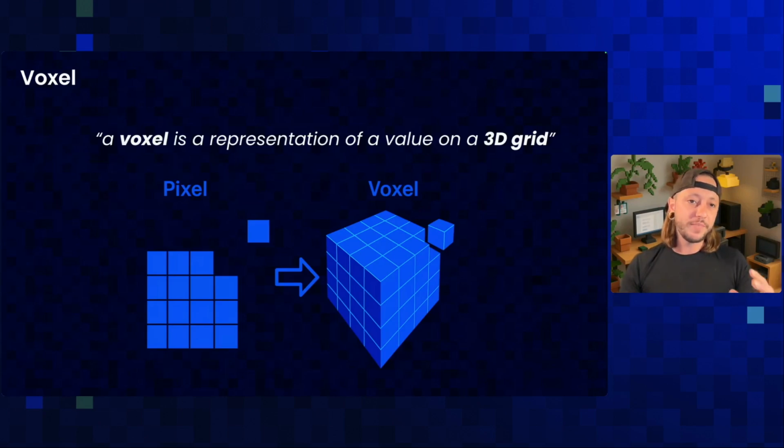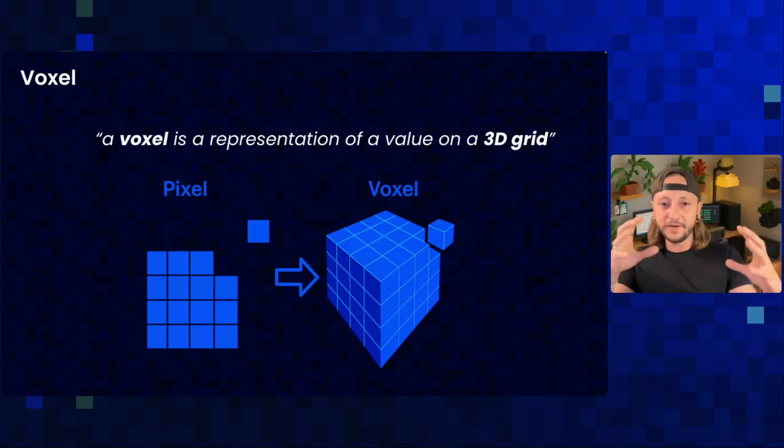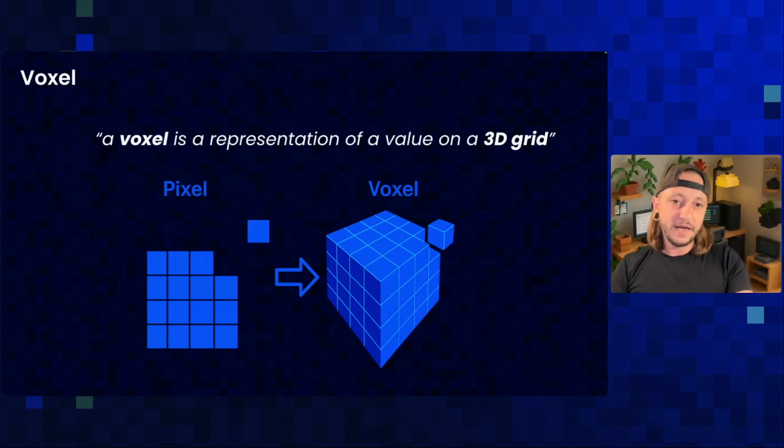On the left, you have a regular pixel. It's flat. It's just a tiny square on a grid. But if you turn this into a three-dimensional model, a voxel is like a pixel in 2D, but in 3D. With that in mind, let me introduce you to my project that I called AlgoCraft.